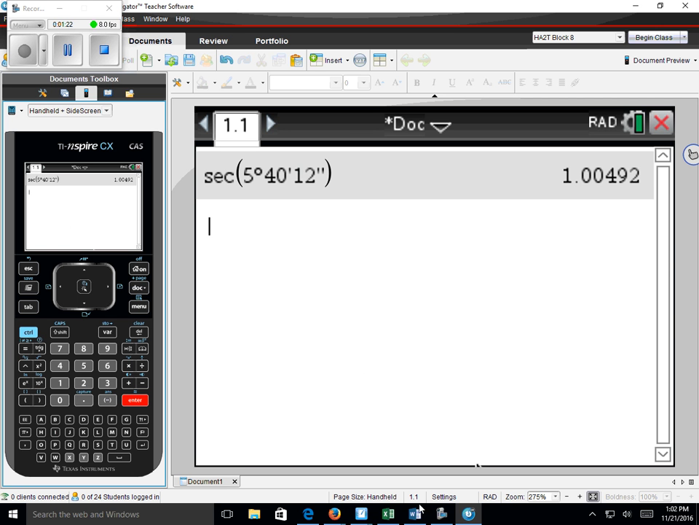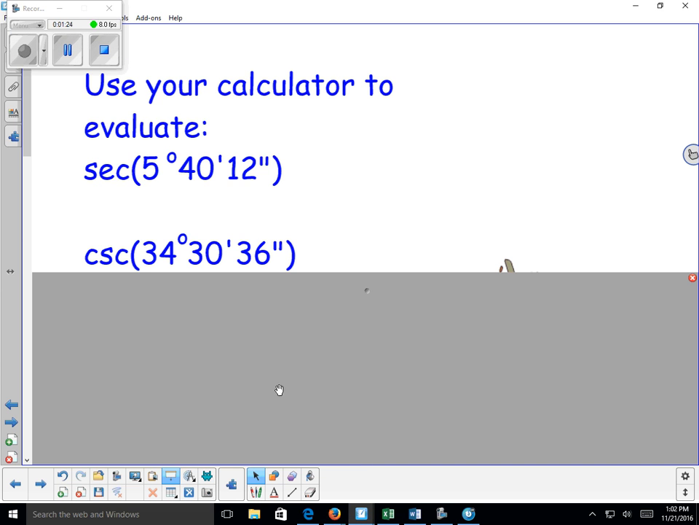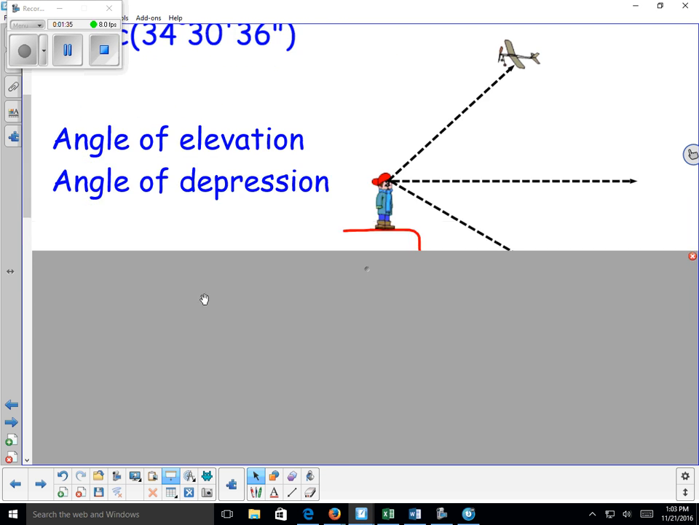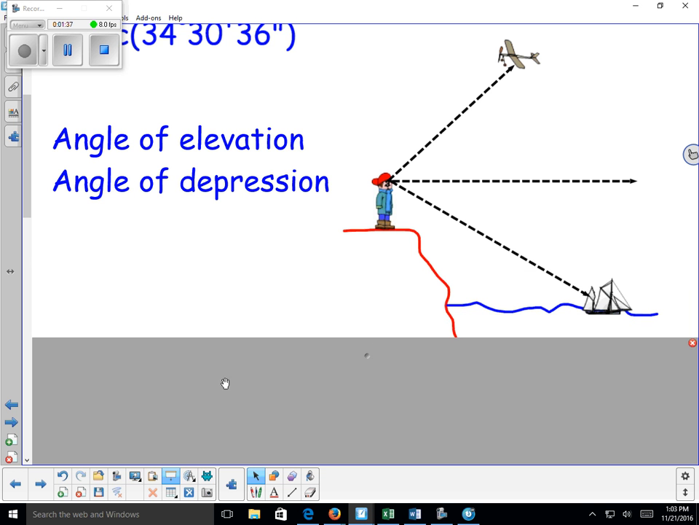Okay, and likewise, you could do cosecant of 34 degrees, 30 minutes, 36 seconds, but I think you get the idea, right? Yep. Okay, so let's move on, because the rest of this section all involves application problems for right triangle trig.